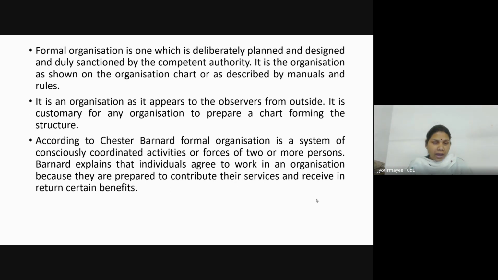Okay, so now we'll have an elaborative discussion about the principles of organization while discussing the evolution of administrative theory. Coming to the formal organization, as I told you in the last class, we may classify organization as formal and informal. In your content it is not elaborately mentioned, but I advise you to read it. Formal organization is one which is deliberately planned and designed and duly sanctioned by the competent authority. It is the organization as shown on the organization chart or as described by manuals or rules.